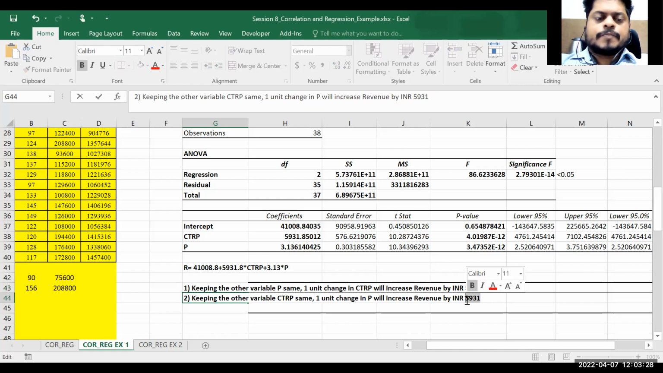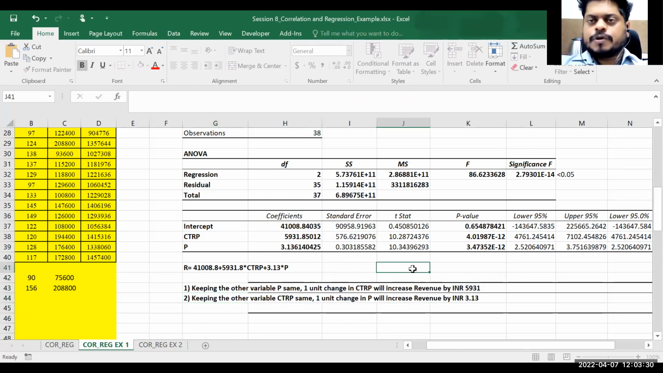So one program, if I put 10,000 rupees, and another program where I put 20,000 rupees, so I'm putting 10,000 rupees more in another program. The more advertisement, the revenue earned will be 10,000 multiplied by 3.13, that is 31,300 rupees. So what does it mean? For each unit of money invested in a program, I'm going to earn 3 rupees 13 paisa. If I'm putting 10,000 rupees more, I'll get 31,300 rupees more. So this is how we interpret our regression coefficients.